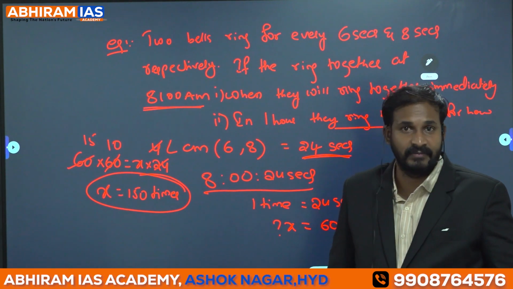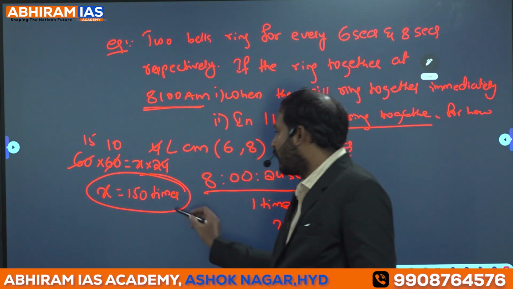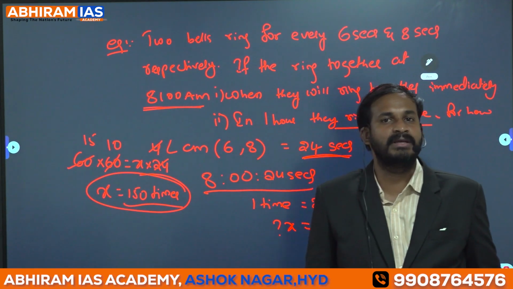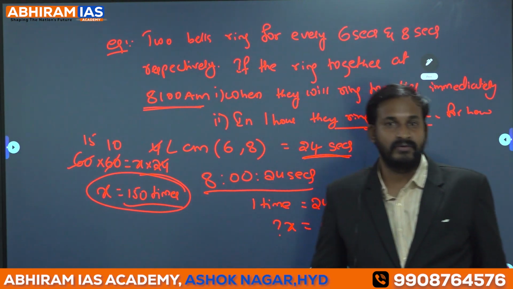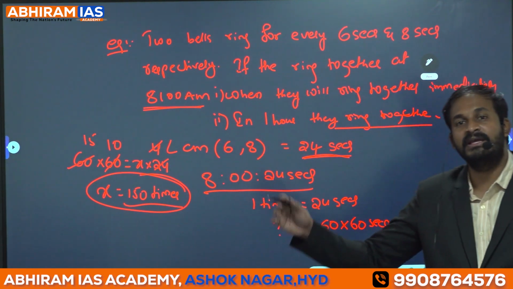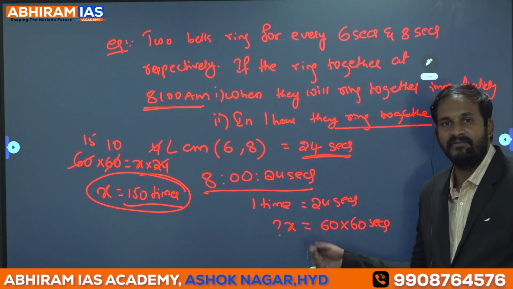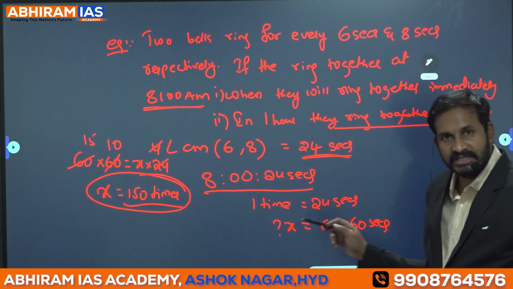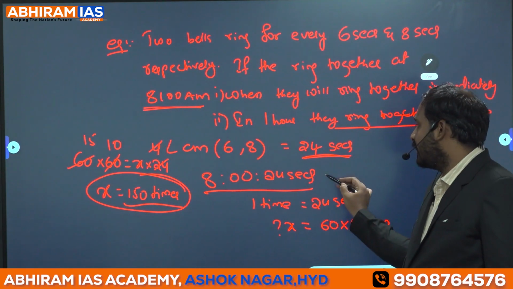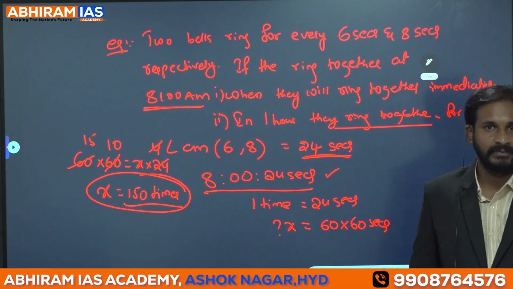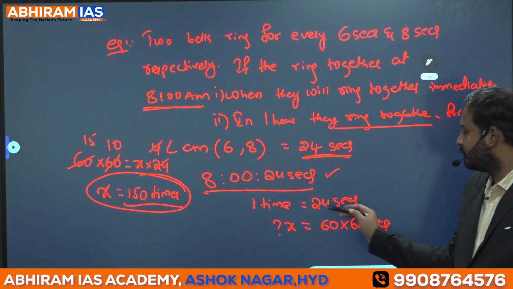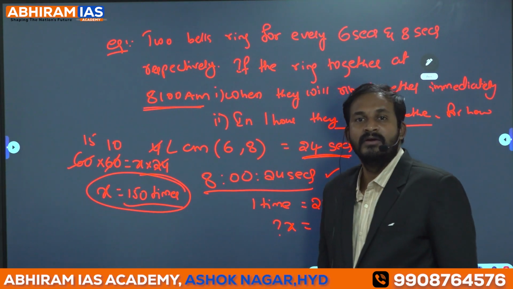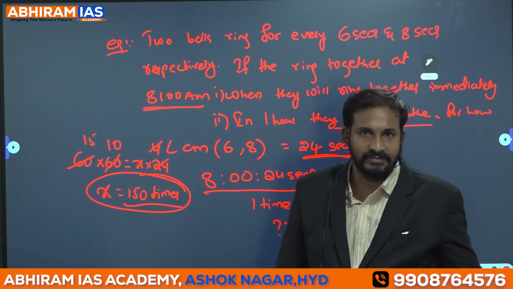But in some cases, we may not get the exact one. Whatever quotient we get, that will be our answer. So in 1 hour, they will ring together 150 times. And they will ring again immediately after 24 seconds. If they mention the time, then add that time to our given time. So at 8 o'clock 24 seconds they will ring together once again, and in 1 hour 150 times. Understood?